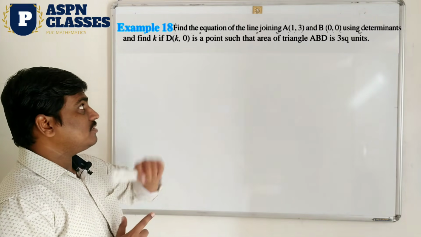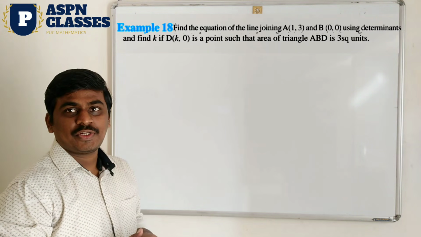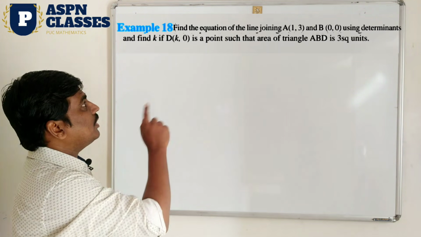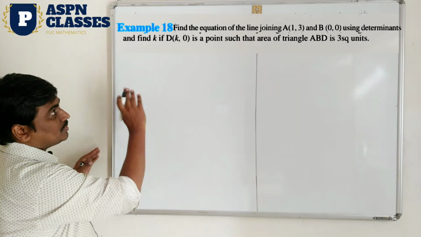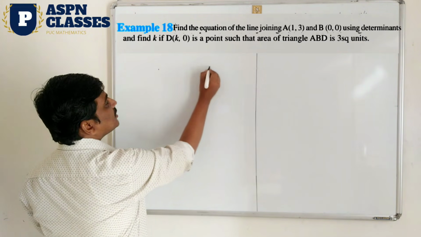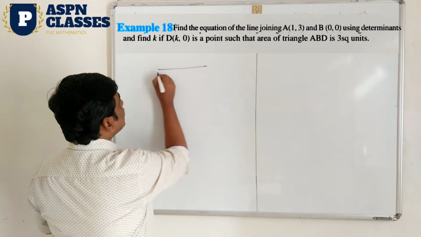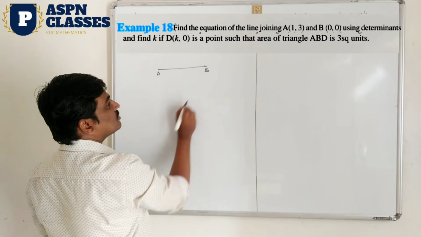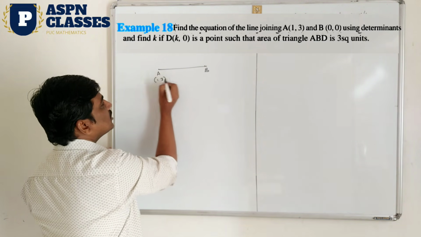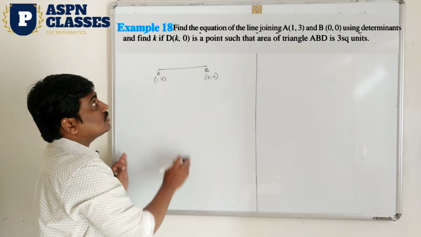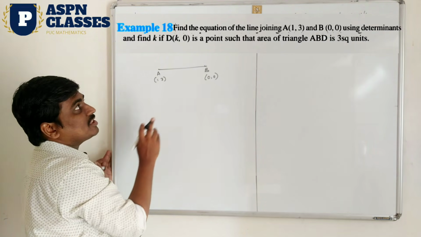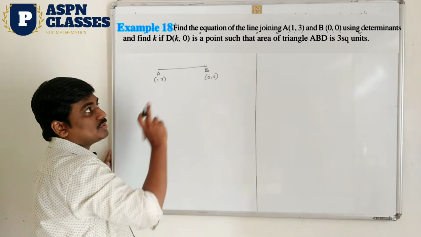So first thing is finding the equation of the line joining the points. After that, you go and find the k value. Let us start. Observe here, first, two points are given, A and B. A is (1, 3), and B you have to take as (0, 0). So you find the equation of the line joining them, using determinants.